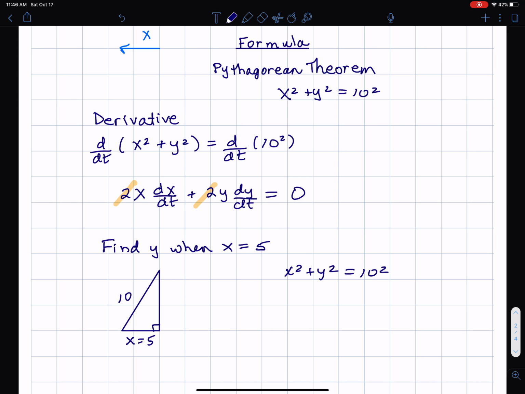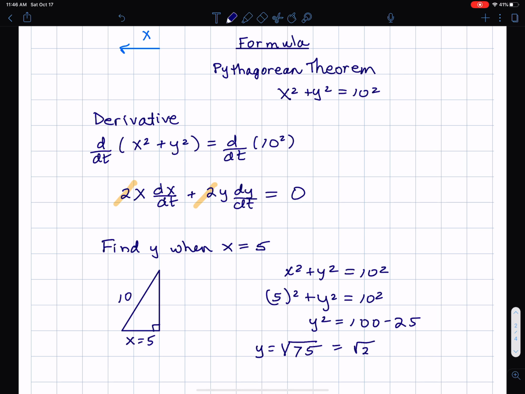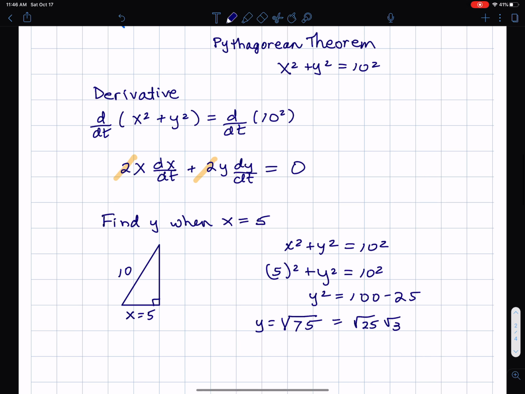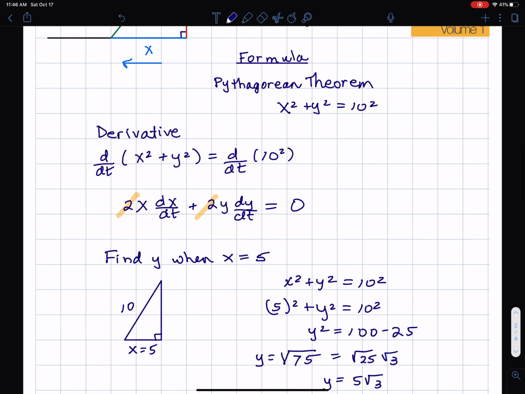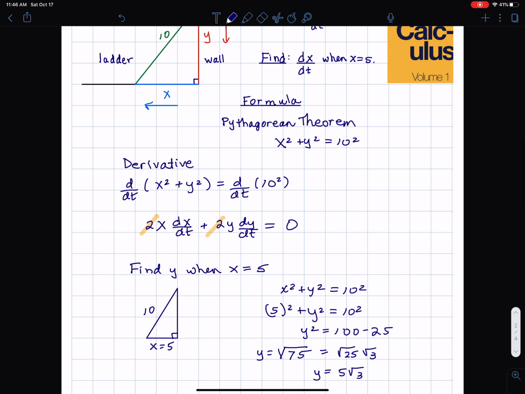But we're trying to find y, so I have 5 squared plus y squared equals 10 squared. So y squared is going to be 100 minus 25. So y will equal the square root of 75, which is radical 25 times radical 3, which is 5 radical 3. Now, if you notice by drawing this picture that it's a right triangle and that one of the legs is half of the hypotenuse, that means it's going to be a 30, 60, 90 right triangle.